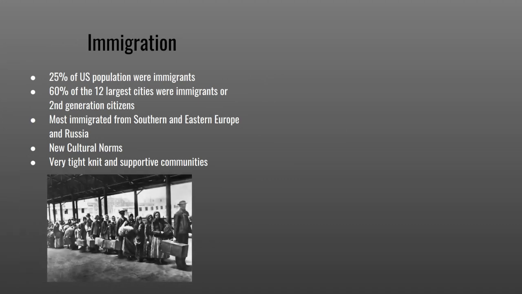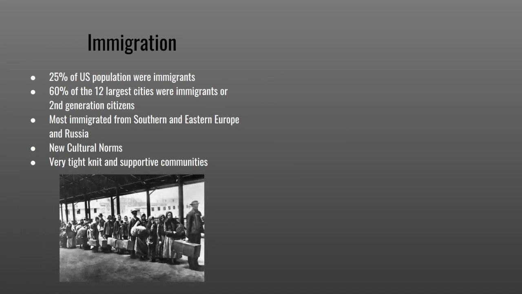So, at the time, immigration was at an all time high. Most of these immigrants were coming from Southern and Eastern Europe and parts of Russia. At the time, a fourth of the United States population was actually made up of immigrants. And these people brought new cultural norms that we see in the melting pot of America today and built very tight knit communities within each other.